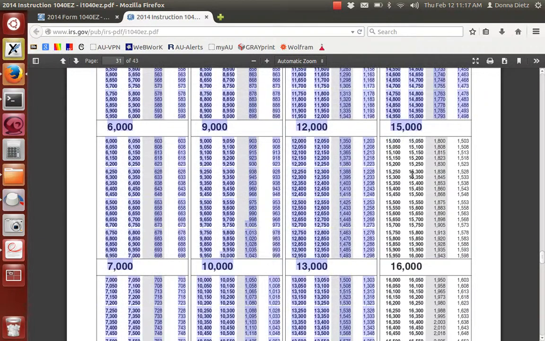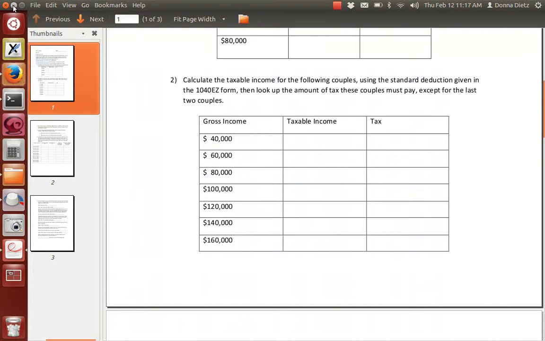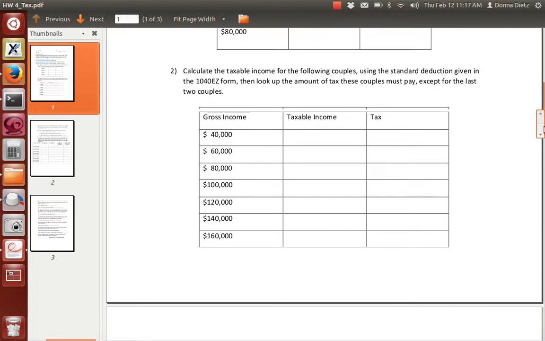Somewhere in between that range, 15,000 and 15,050, $15,023 is in that range. If you were a single person, that would be $1,800 of tax, but since you're married now, it's $1,503. This is very straightforward. Then you just write down all those taxes. This is a table lookup. This is a simple subtraction, then a table lookup. Now the fun begins.